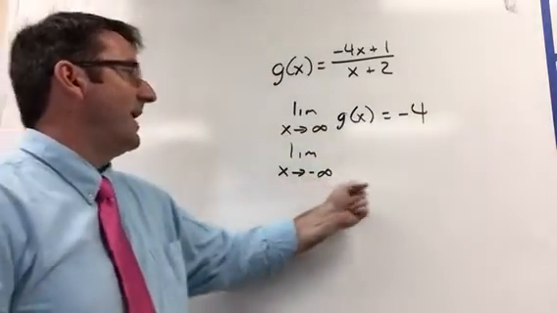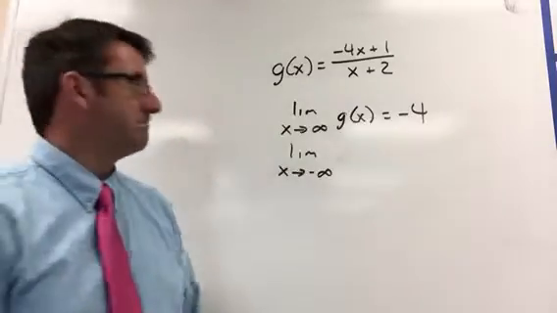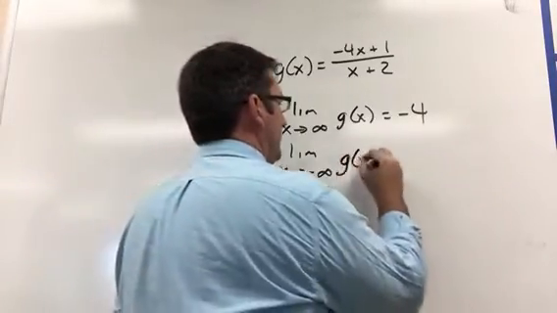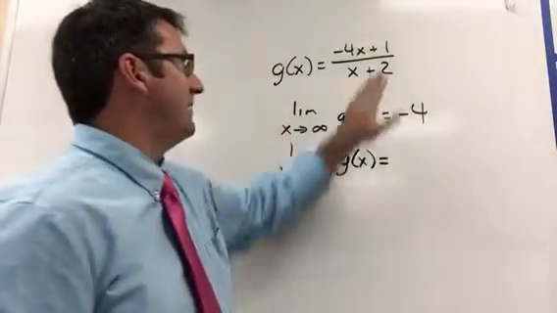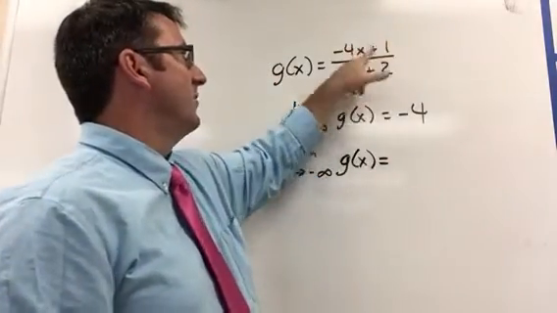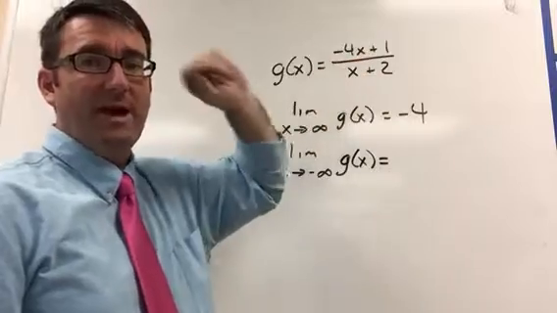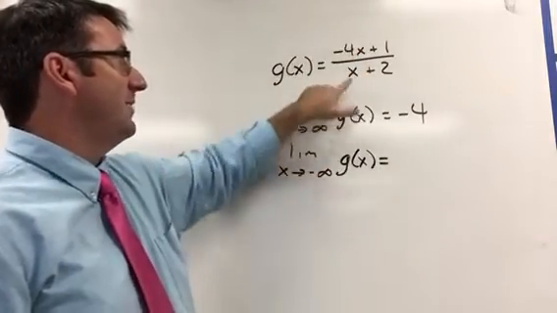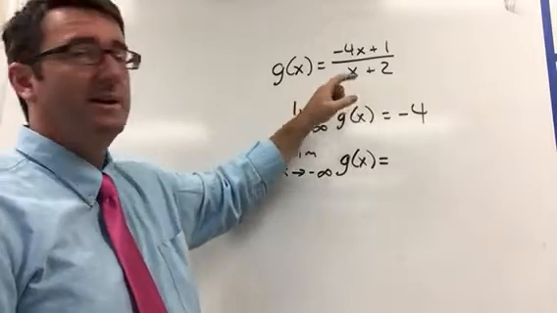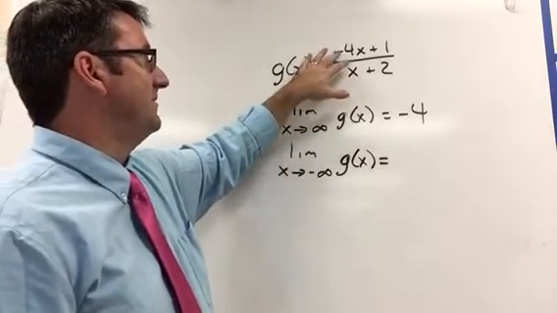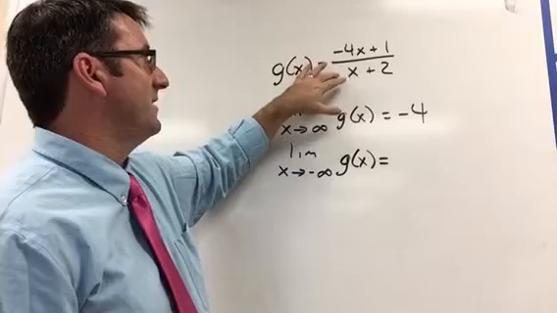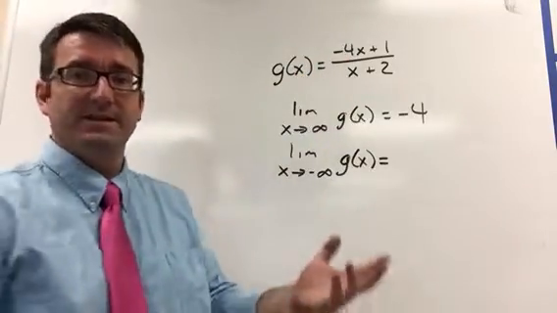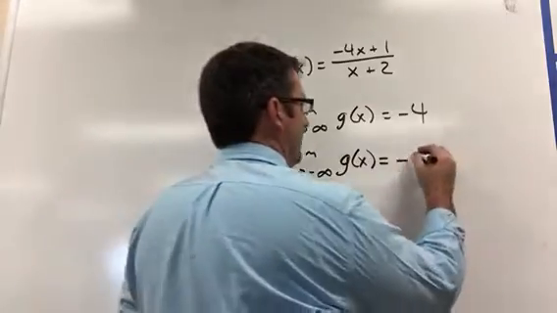All right, and then what happens as we go really negative? Well, the same thing's going to happen. These are going to be insignificant. We're going to be putting a negative value in there for x, which is going to make this all positive on the top. And we're going to be putting a negative value down here. So now instead of a positive or a negative divided by a positive, we have a positive divided by a negative, which gives us the same thing, negative 4.